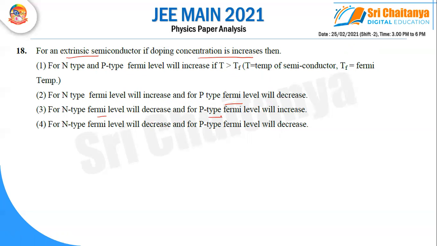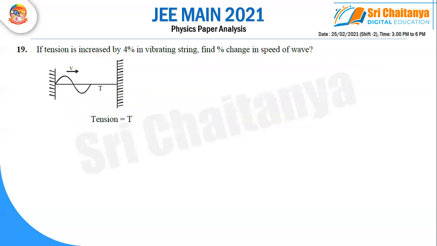Now the variation of Fermi level obeys the conditions of the mass action law and the neutrality equation. And for that reason, the second option is the right one, please.